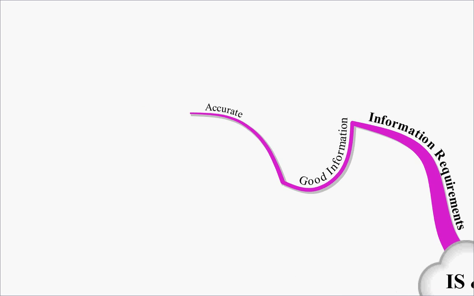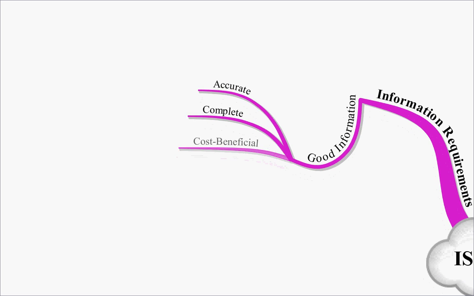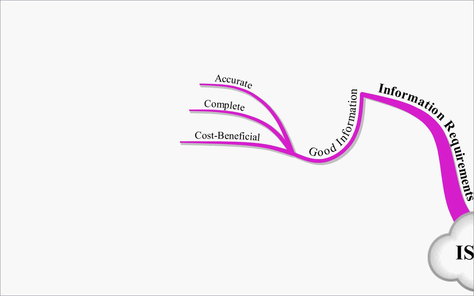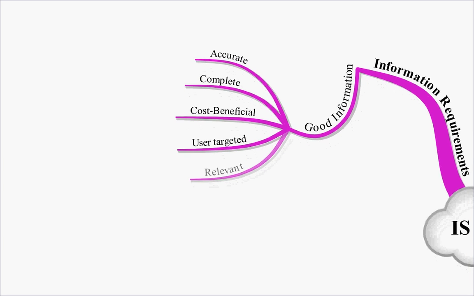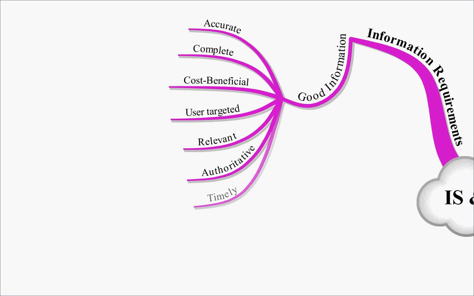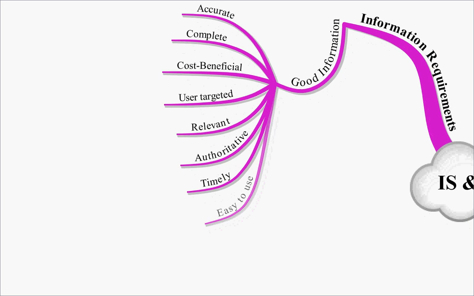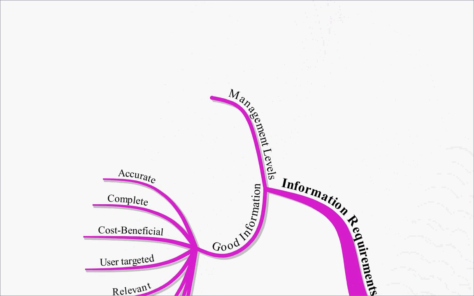Well, there's a few of these. First of all, it has to be accurate. It also needs to be complete. It needs to be cost beneficial, i.e. the cost of it shouldn't outweigh the benefits. It needs to be user targeted. It needs to be able to be used independently by the user in a useful way. It needs to be relevant to that user. It needs to be authoritative. It needs to be timely, and it needs to be easy to use. We can use the acronym ACCURATE to remember all of those, but good information should meet all of those requirements.